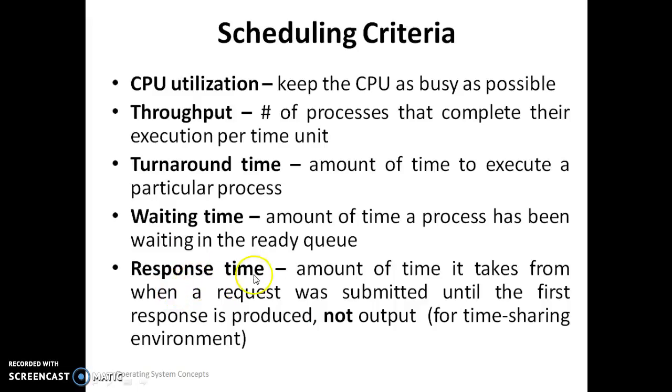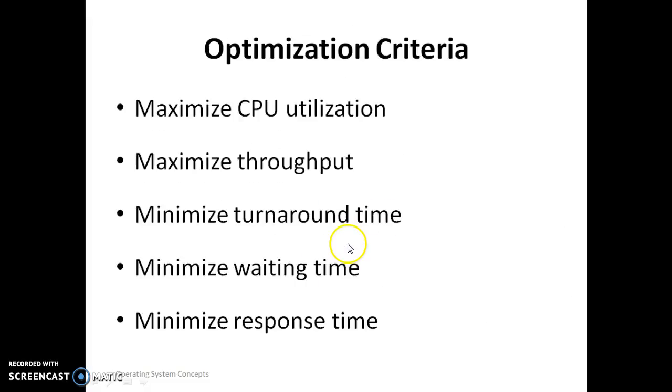The last scheduling criterion is response time, the amount of time it takes from when a request was submitted until the first response is produced. Not output, but in a time sharing environment where a process is ready for execution, the time until the processor is allocated to the process for the first time is considered the response time. We are going to see that in detail in an upcoming session.